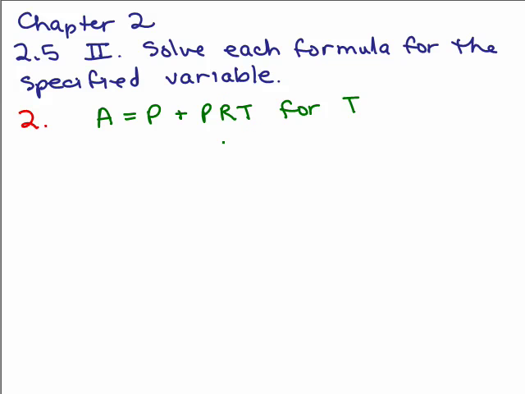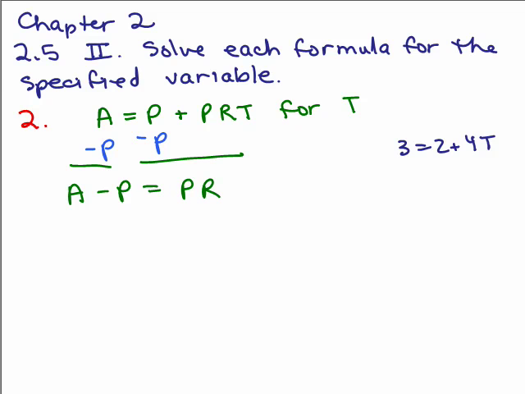isolate that term. So step 1 would be to subtract the P, just as if this was something like 3 equals 2 plus 4t, you would start by subtracting 2. So if you don't know where to get started, change all your variables to numbers and then see how you would do that problem. So the first thing we're going to do is subtract P from both sides. Now there isn't a like term on both sides, right? So you'll just have to write that as A minus P equals PRT.